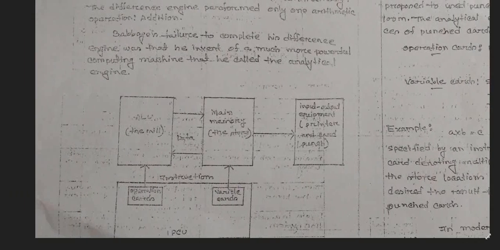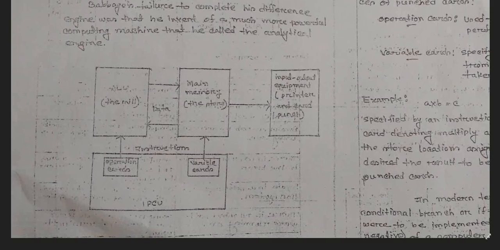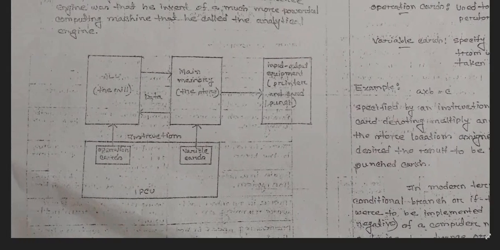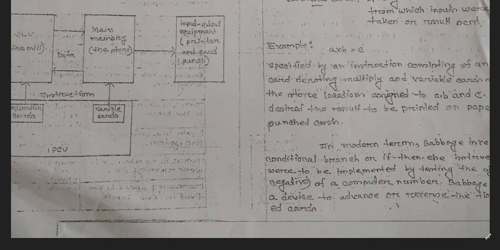Now, the operation cards and the variable cards. Operation cards are used to select the operation performed by the mill, that is why the operation card in this section is connected with the ALU, and the variable card is for specifying the location, that is why it is connected with the main memory. An example is given here of operation and variable cards. You can go through this example.